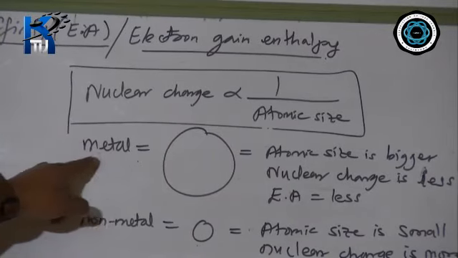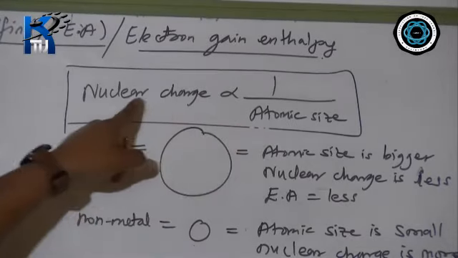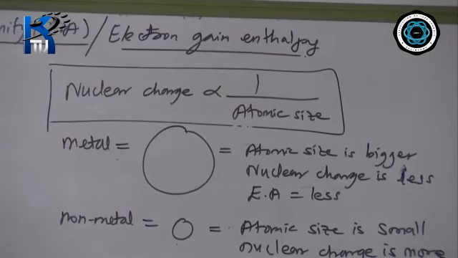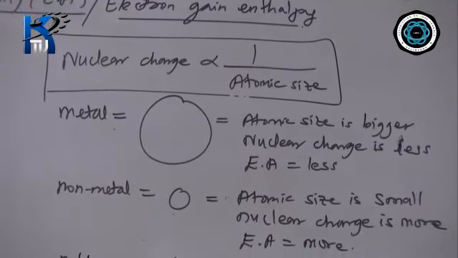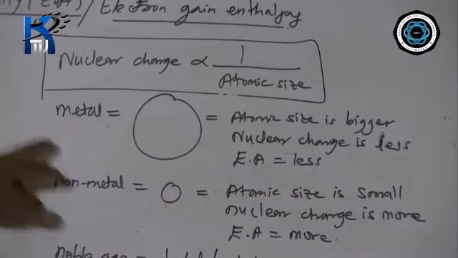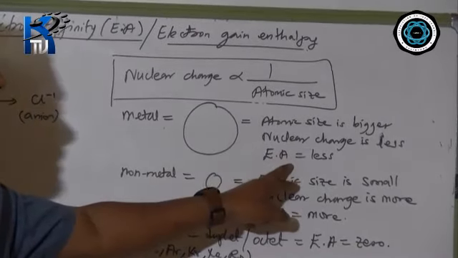Now you know metal atomic size is larger. As a result, nuclear charge will be less. Since the nuclear charge is less, energy release will also be less, therefore electron affinity is less for it. It does not attract electrons towards itself because it hates electrons, so it tries to give rather than gain, so electron affinity for it is less.